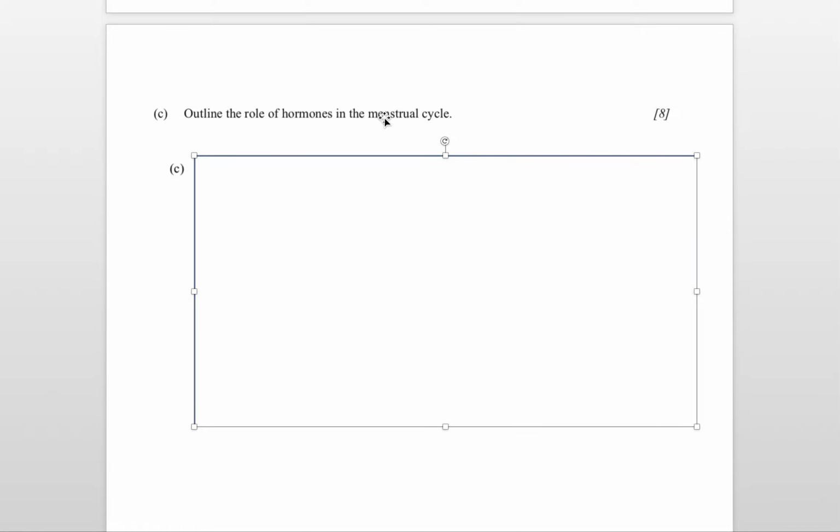Outline the roles of the hormones in the menstrual cycle. Make sure first to check out my video on the menstrual cycle, because I explain it in a lot of detail, with a lot of images, so I make it very visual, so hopefully you understand. But now I'll go over this, and basically I want to show you how easy it is to get 8 marks on this kind of question, because I'll show you how many available points there are.